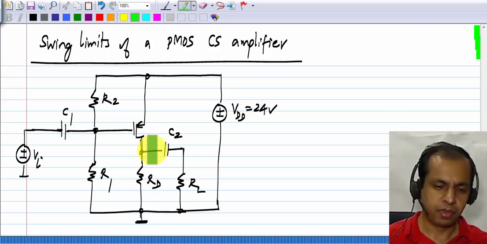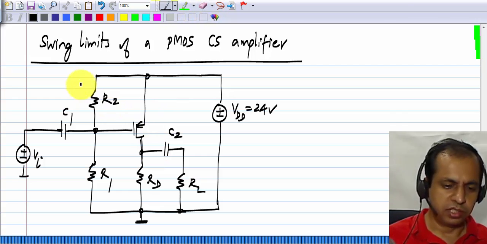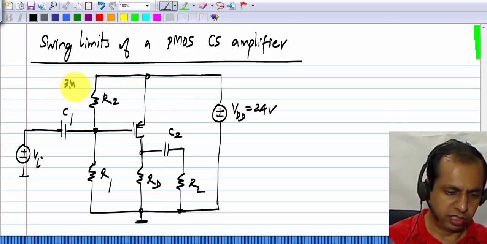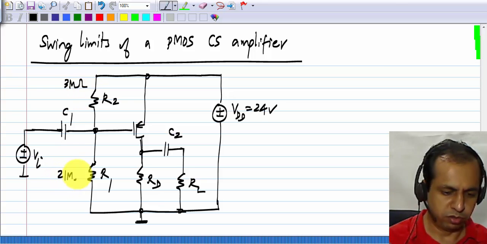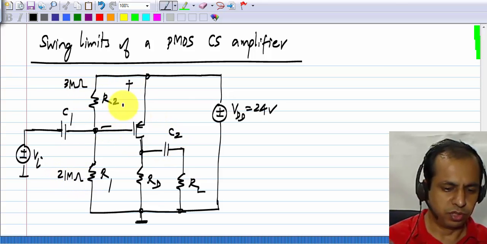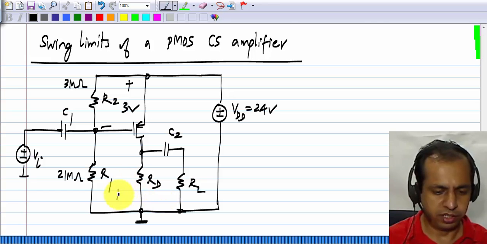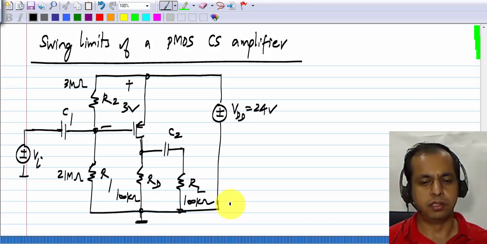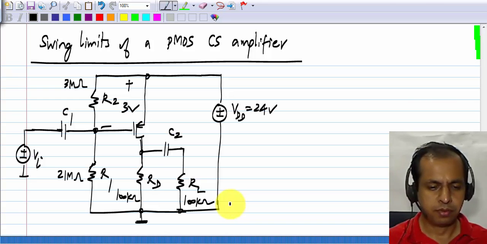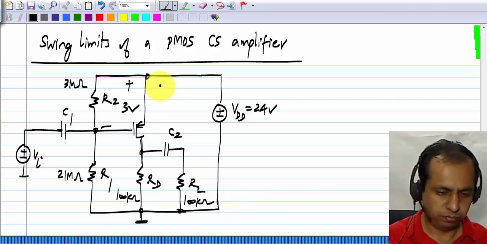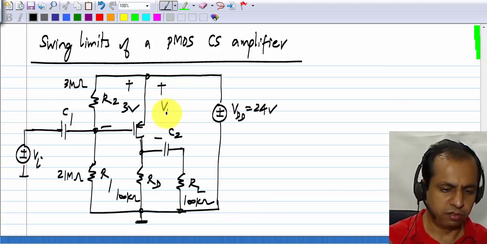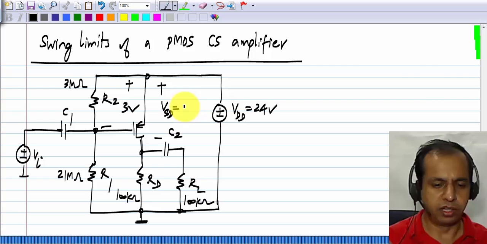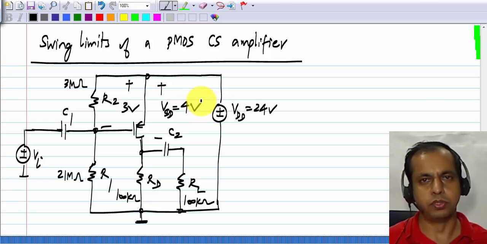So let's say this is 3 mega ohm, this is 21 mega ohm, so that this voltage is 3 volts, and RD is 100 kilo ohms and RL is also 100 kilo ohms. This is just for illustration. Now this voltage VSD in the quiescent condition is 4 volts.